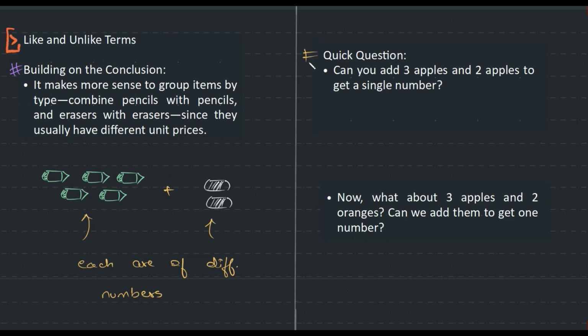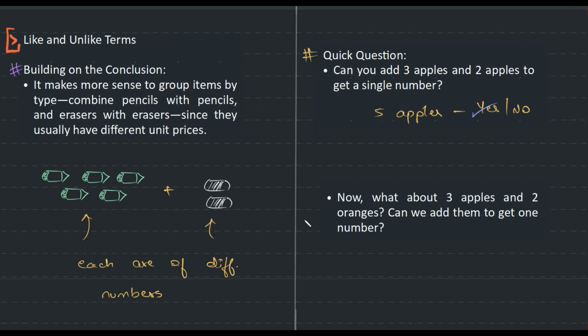Now, a quick question. Can you add 3 apples and 2 apples to get a single number? Use the same funda. So can you tell that I have 5 apples? Is the question. Yes or no?